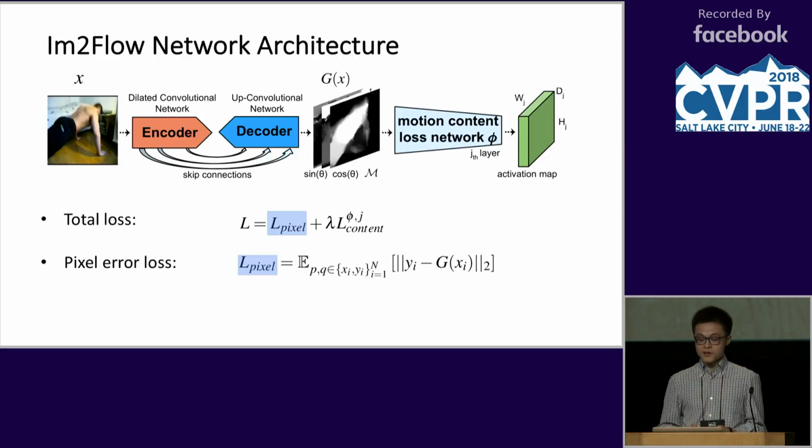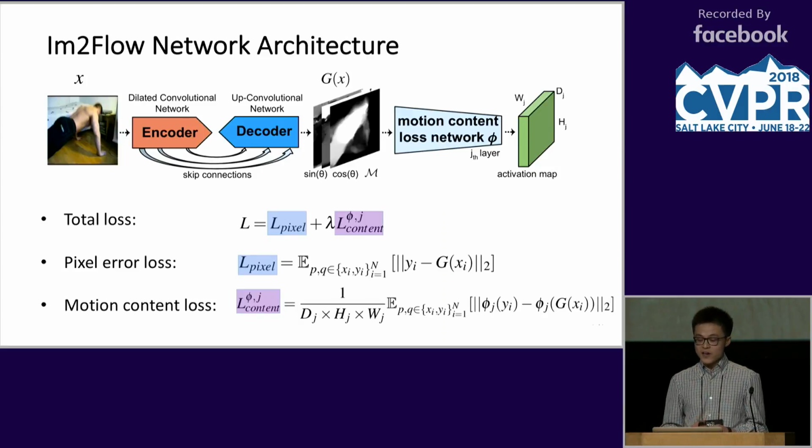The pixel loss is the L2 loss between the predicted flow image and the ground truth flow image. It encourages the pixels of the output flow G(X) to exactly match the pixels of the target flow Y. The motion content loss is the L2 loss on the activation maps extracted from the motion content loss network phi for the predicted flow and the ground truth flow images. It encourages the output to have similar high-level motion representations as the ground truth flow images. This is the image flow network that learns to predict motion based on a single snapshot.